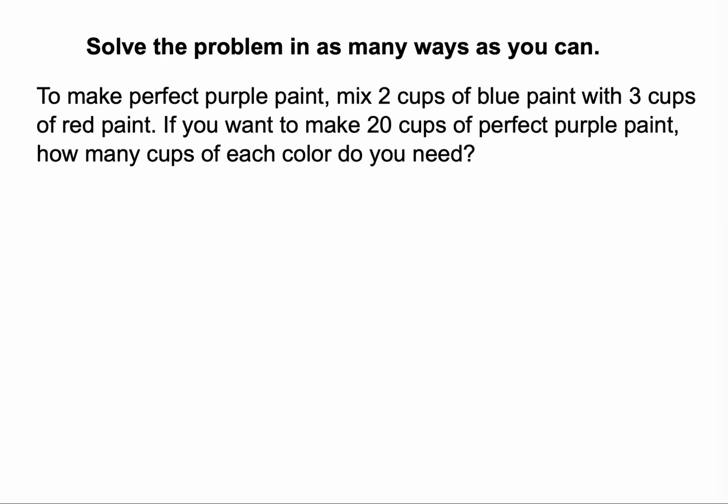All right, let's look at this last one. To make perfect purple paint, mix 2 cups of blue paint with 3 cups of red paint. You want to make 20 cups of perfect purple paint. How many of each color do you need? Go ahead and pause the video and try this one.